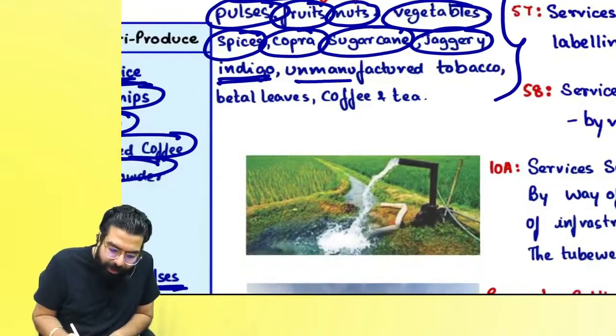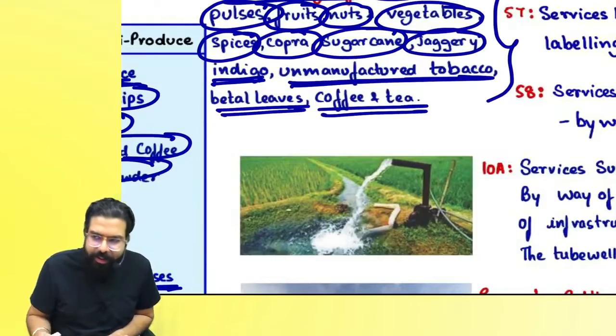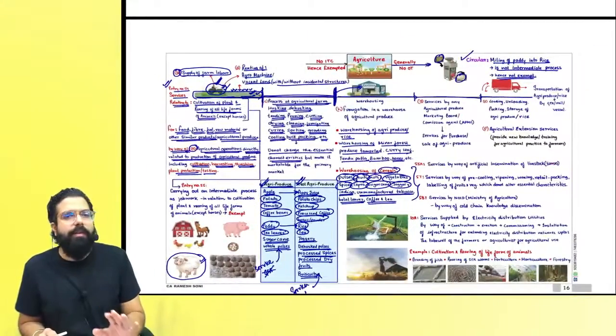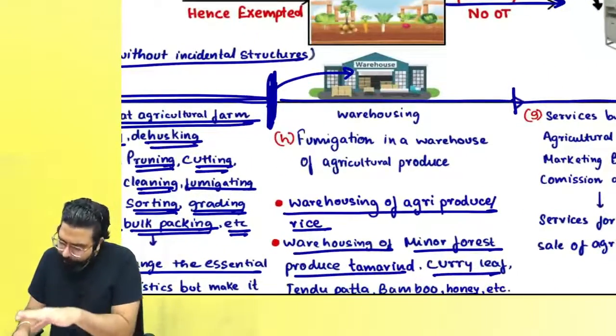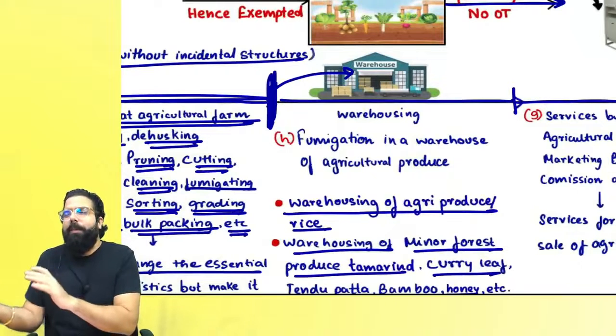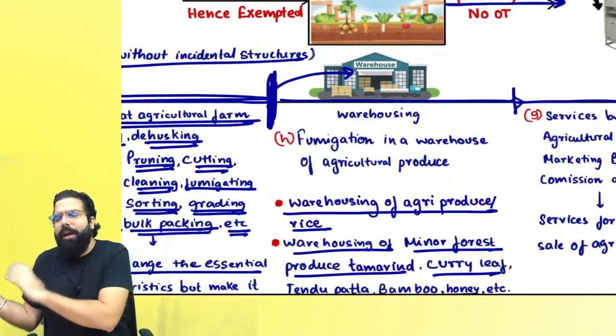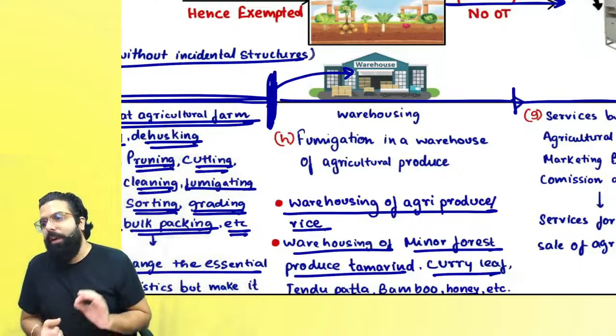Now, sir, unmanufactured tobacco. If somebody is storing unmanufactured tobacco, betel leaf, coffee, tea, etc., that person also will not charge any GST. Always remember, warehousing of agricultural produce or rice or minor forest produce or cereal, pulses, spices, copra, sugarcane, jaggery, indigo, unmanufactured tobacco, also there will be no GST.